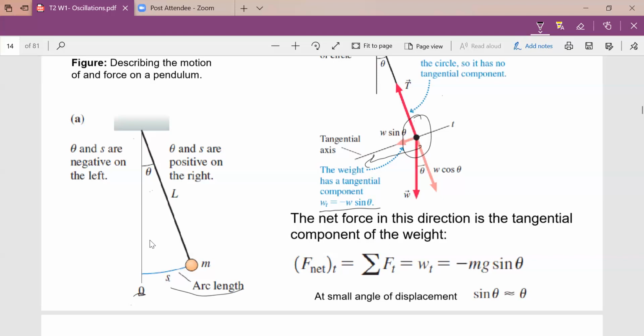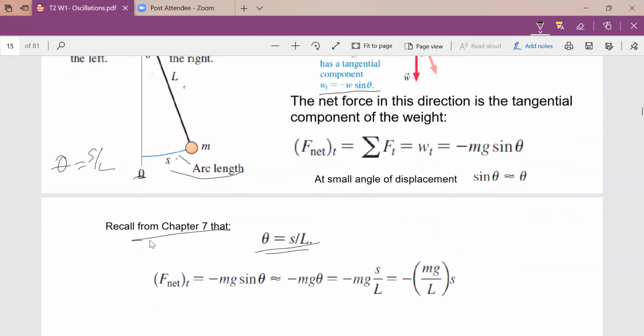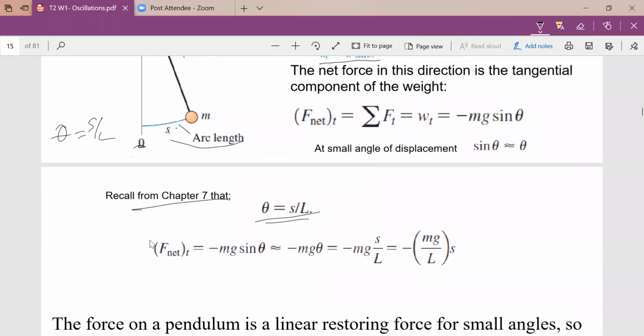So that is how we have the relationship that theta is equal to S over L, opposite over hypotenuse. And we saw that in the previous chapter 7. Okay, so the net force, the force that brings back the ball, is equal to the total force of the system, which is the force of the weight, given as minus W sine theta, which is minus mg sine theta. And this is true for small angle displacement.